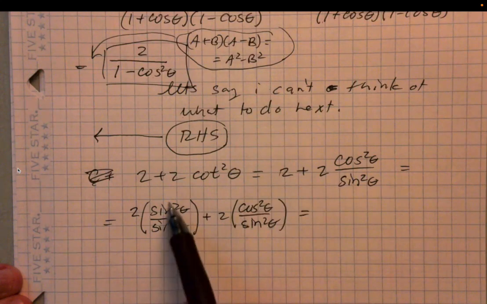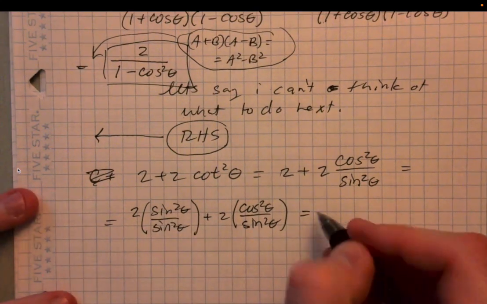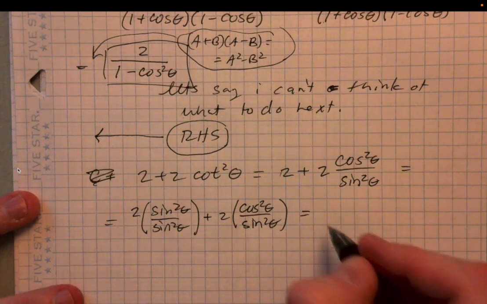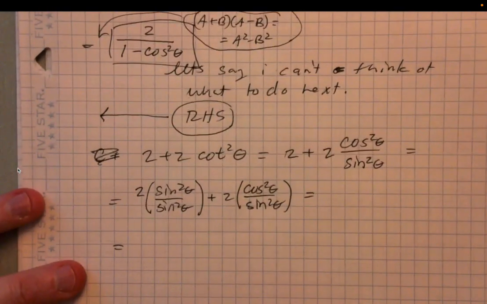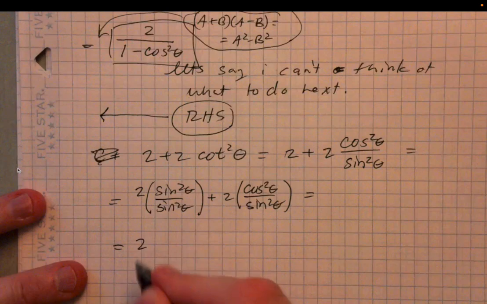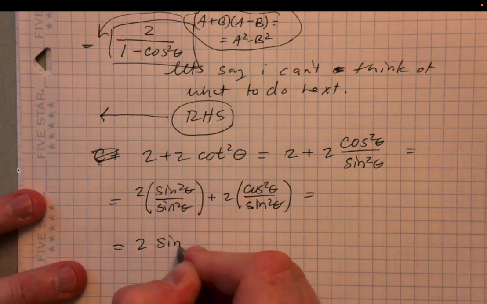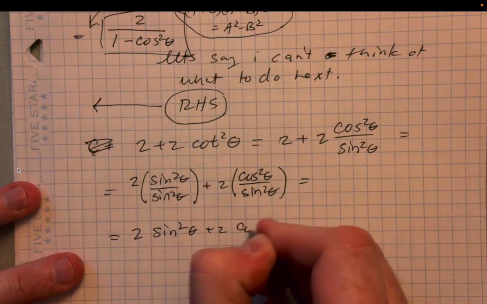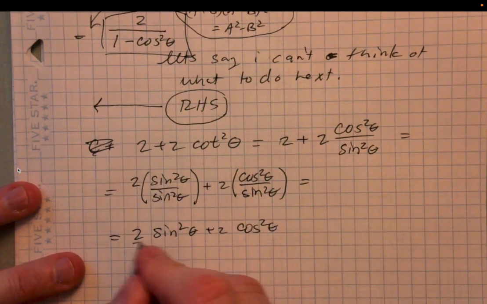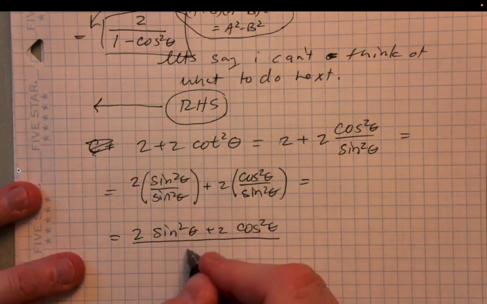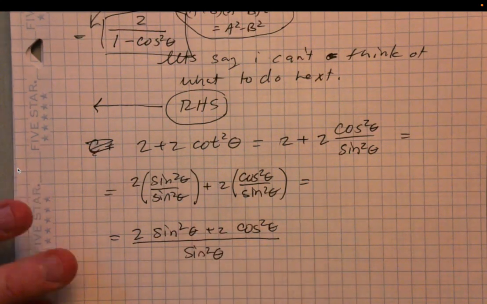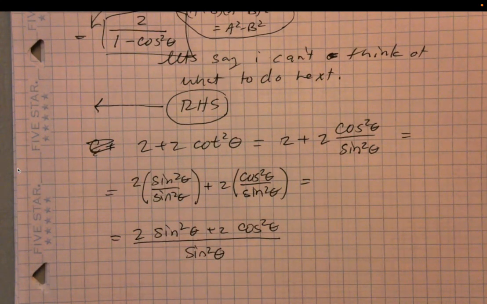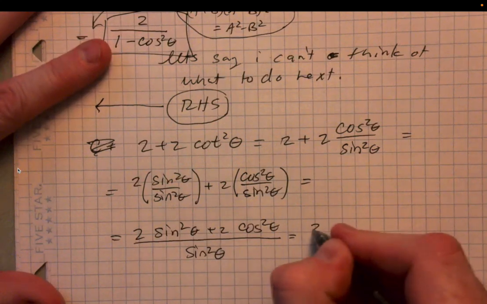So that's just this one. And the 2, I've multiplied it by sine squared over sine squared, so that's like multiplying by 1. And so when I multiply all of this together, I get 2 times sine squared theta plus 2 times cosine squared theta, and the common denominator is sine squared theta. Okay, and so I could do some factoring up top here.